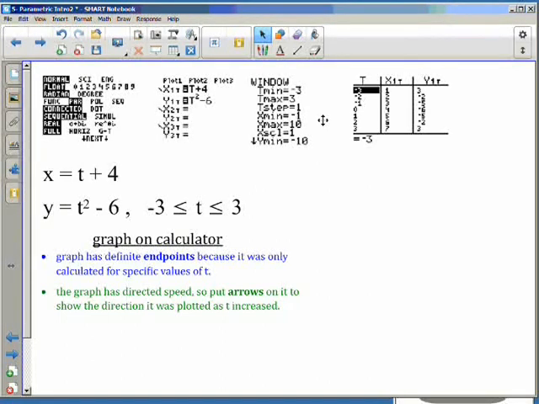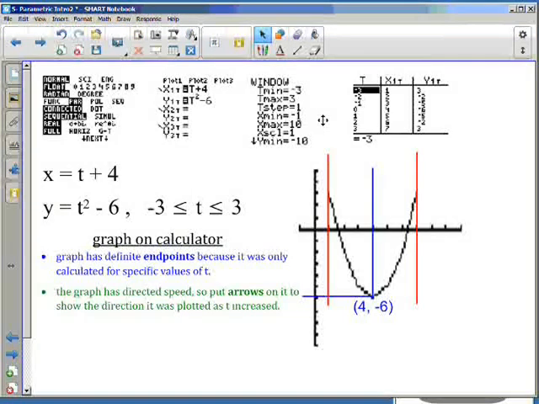And the graph has directed speed, so we would put arrows on it to show the direction it was plotted as the t increases. So if I went ahead and hit graph, I would get a graph that looks something like this. You'll notice that its scale is by 1, so if you count right 4 and down 6, the vertex is at 4, -6. We would have assumed that just by looking at the parametric equations.